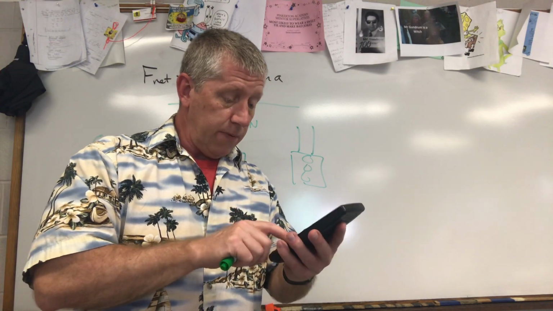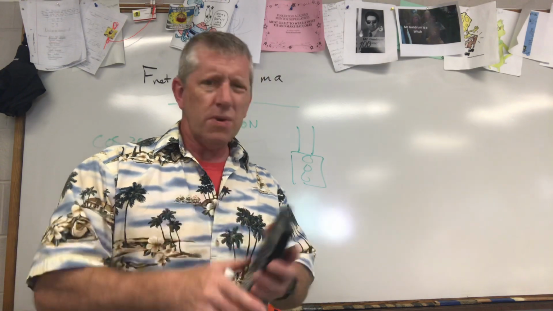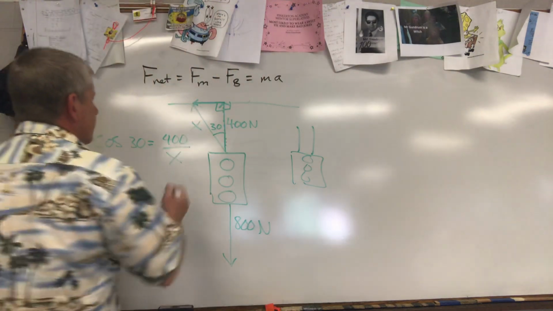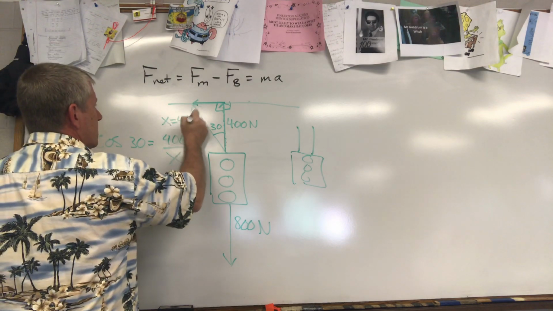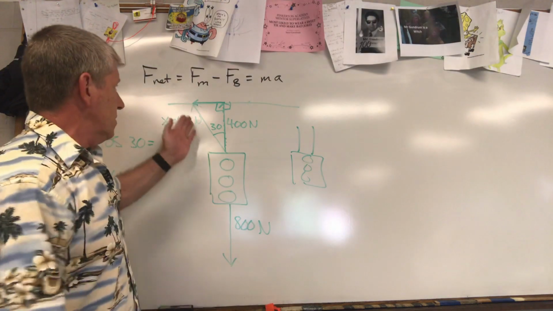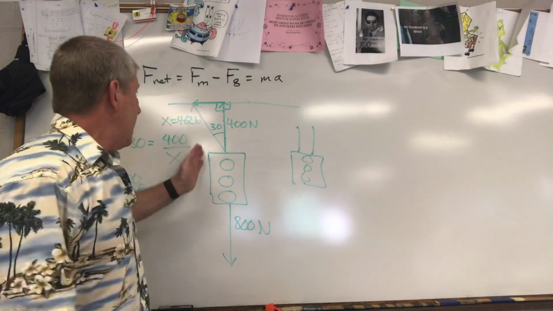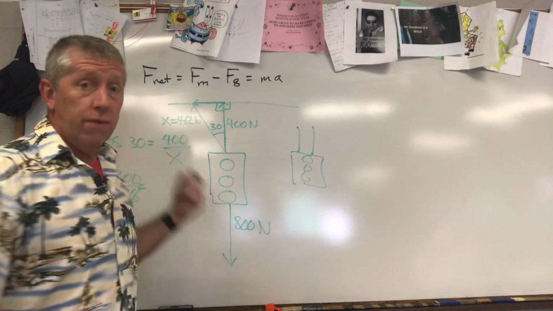So that's 462. So the answer, x equals 462 newtons. Remember, that should make sense. We should get a number over here that's larger. It's the hypotenuse. And we're pulling not just up with this cable, but also over at the same time.